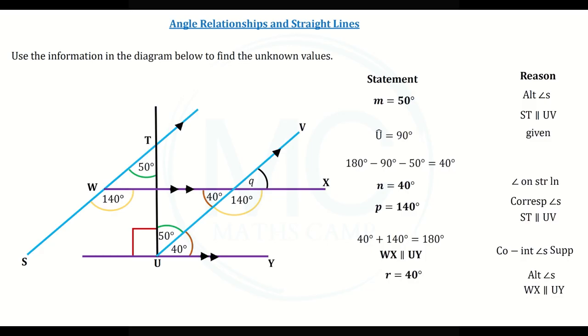Finally, let's find the value of Q. WX, let's make the section red, crosses VU. So let's make this section red as well. Now we can see that Q lies vertically opposite to angle R, which we just found to be 40 degrees. Vertically opposite angles are equal, so we can say that Q is equal to 40 degrees because these are vertically opposite angles. Now we found the values of M, N, P, Q, and R. So we have now finished this question.